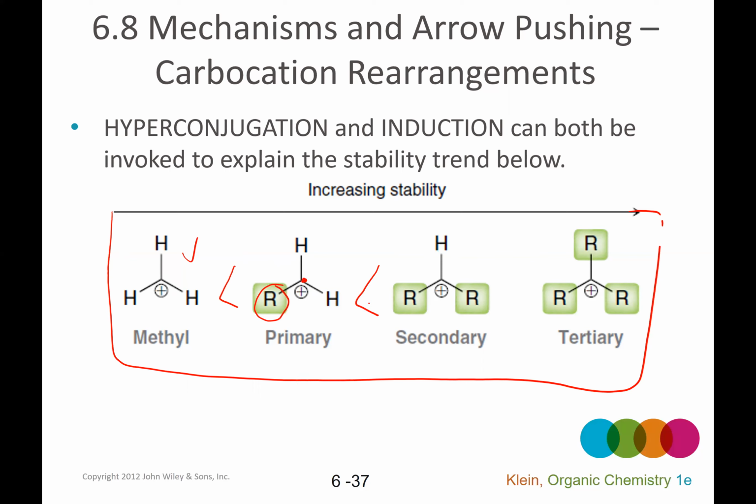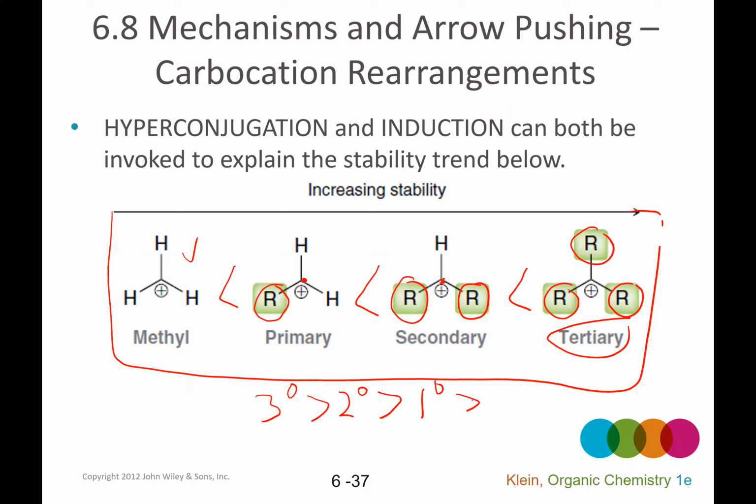And then a little more stable are secondary. Why is that called secondary? Because you have 2 carbon groups attached to the positive carbon. And the most stable are the tertiaries, with 3 carbon groups directly attached to the positive carbon. So the order of carbocation stability is tertiaries are greater than secondaries, are greater than primaries, are greater than methyls, okay? You should remember that. Tertiaries better than secondaries, better than primaries, better than methyls, all right?